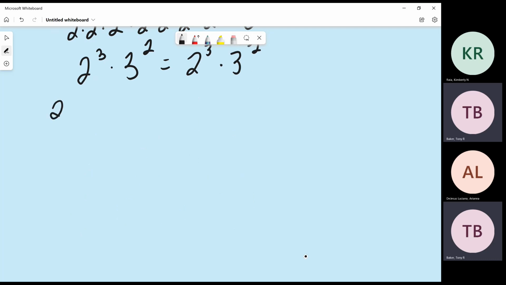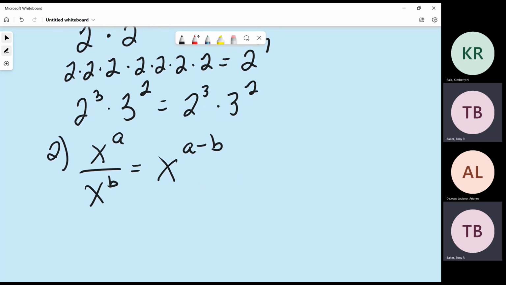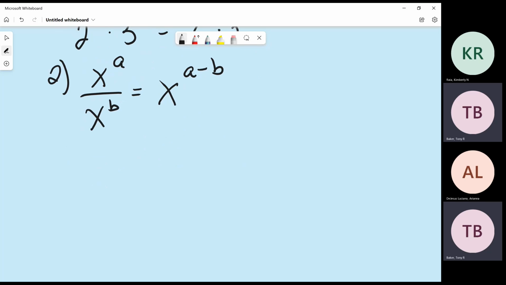All right, so the next rule, we have x to the a over x to the b. So in division, if multiplication is addition, division would be subtraction. So when you're doing division, we're doing subtraction.